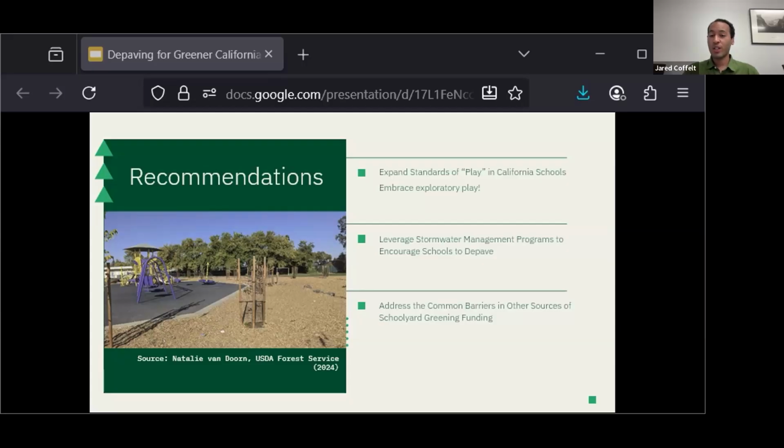And then finally, out of this section of recommendations, address the common barriers and other sources of schoolyard funding, right? So make applications a little bit more flexible and accessible to schools. Alongside this, making sure that the people that are running these grant programs understand the benefits that come with depaving and greening schools, right? That they can be as beneficial as other projects done in other locations. This also requires education of the public on the benefits that schools can offer.